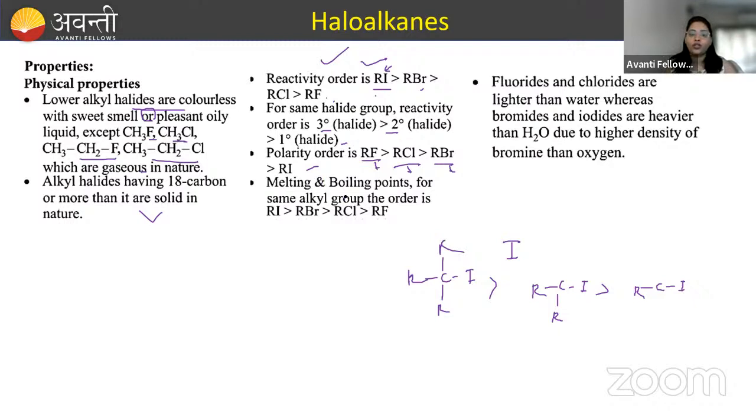Melting and boiling points for the same alkyl group: what is the order? RI over RBr over RCl over RF. So this is the melting and boiling point order for the same alkyl group. Iodides show the highest melting and boiling points. Fluorides and chlorides are lighter than water, whereas bromides and iodides are heavier than water due to the higher density of bromine and iodine. Right? Any doubt in this? You can ask the doubts. Yes.